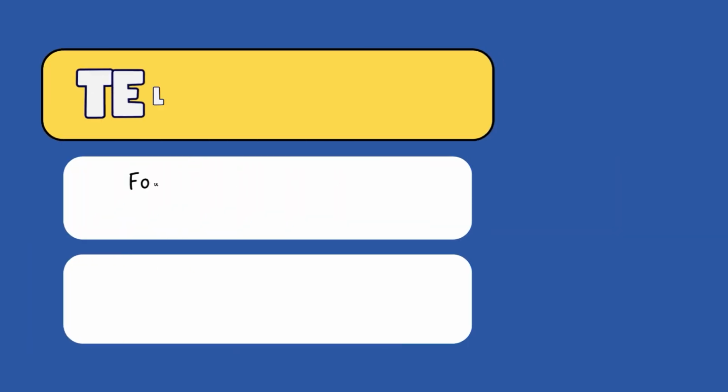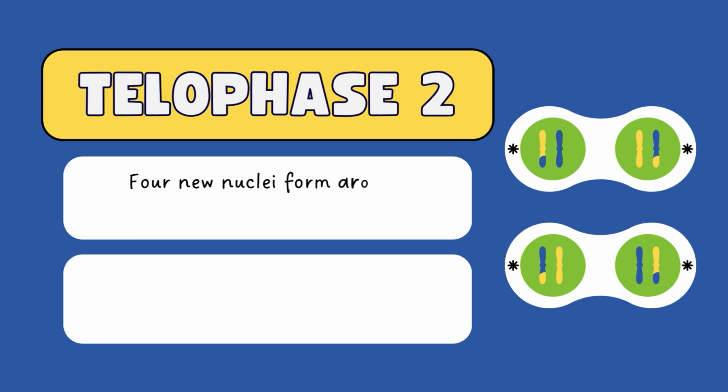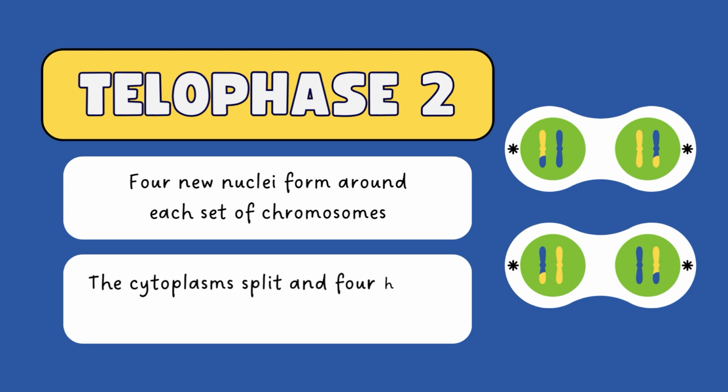Now let's look at the final and 8th stage of meiosis, which is telophase 2. Now, what happens in telophase 2? 4 new nuclei form around each set of chromosomes. The cytoplasm splits and 4 haploid daughter cells are formed.